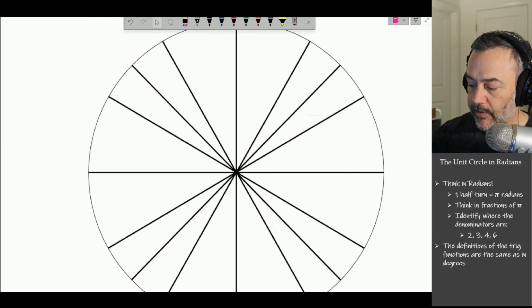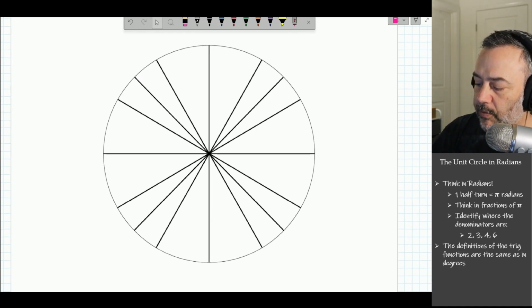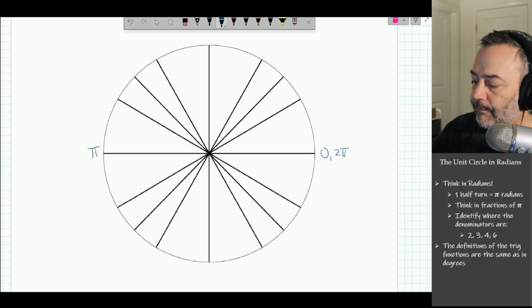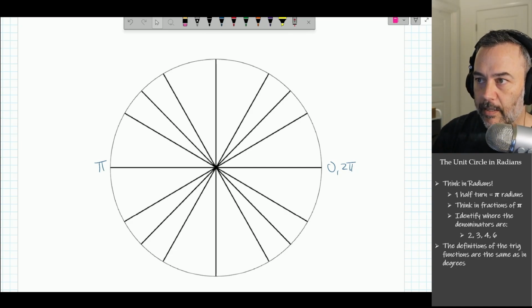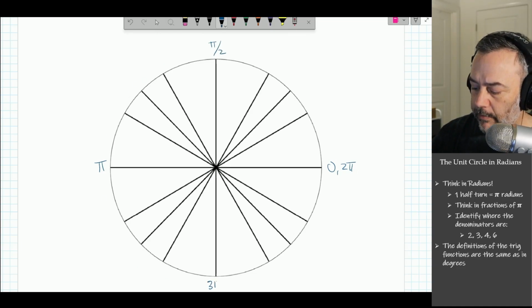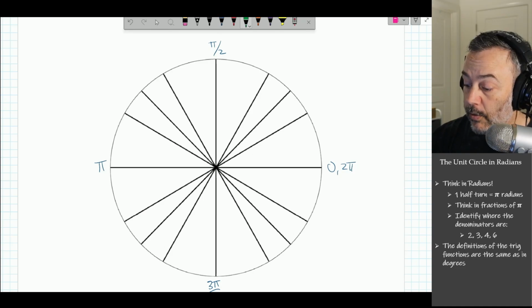Okay, let's put all that together. So how can you fill in your unit circle and memorize your radians? Start with multiples of pi. 0, pi, 2 pi. Great. Now do multiples of pi over 2, or half of a half turn. Pi over 2, 2 pi over 2, but I already have it. 3 pi over 2. Done. Now cut pi into thirds. The thirds are going to land.